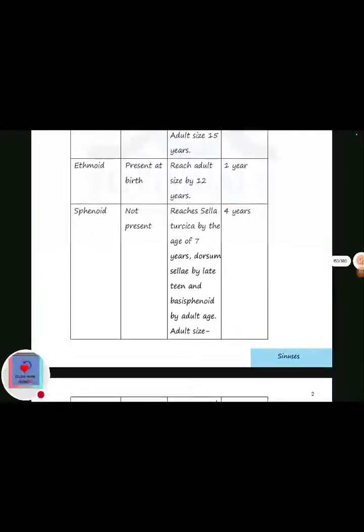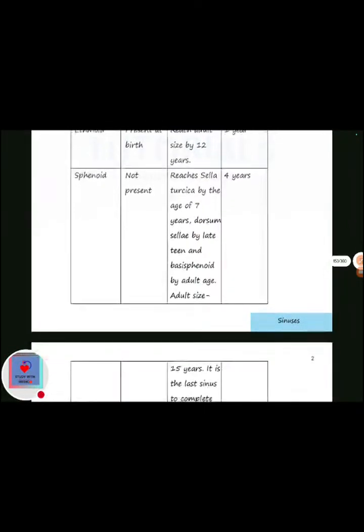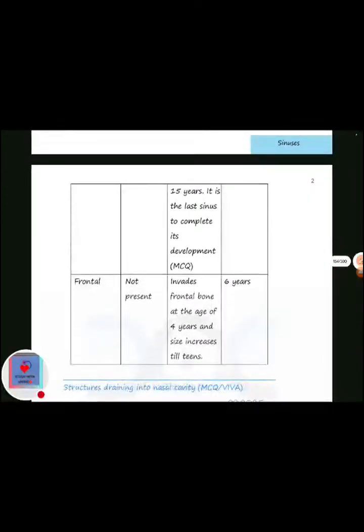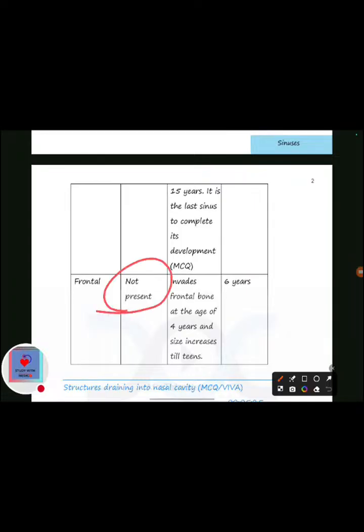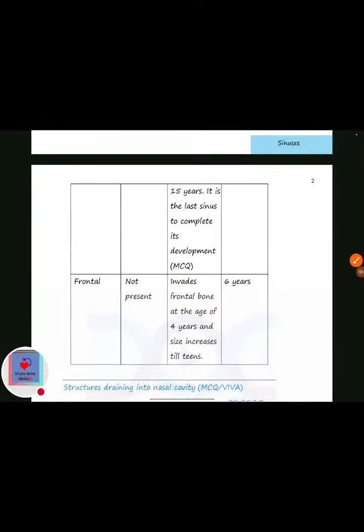Sphenoid is not present at birth and reaches the sella turcica by the age of 7 years. It reaches beyond the sella by late teens, adult size at 15 years. Frontal is not present at birth. It invades the frontal bone at the age of 4 years and increases till 6 years, the radiological appearance.